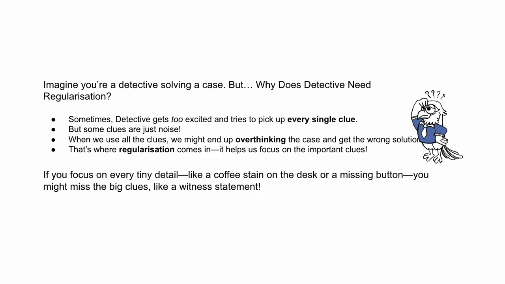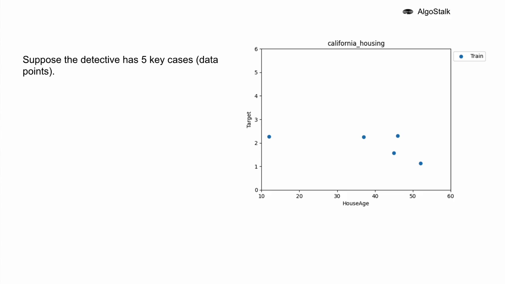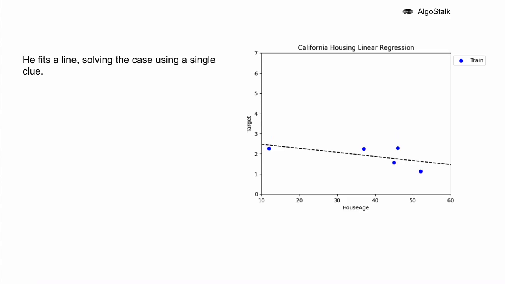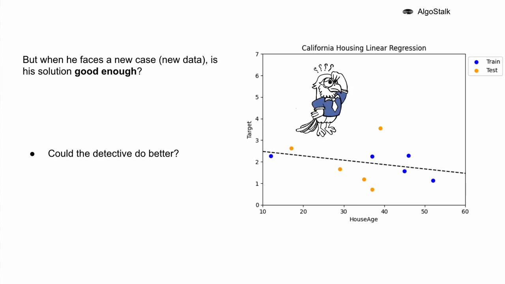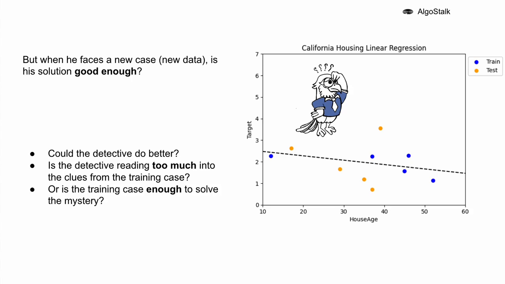If you focus on every tiny detail, like a coffee stain on the desk or a missing button, you might miss the big clues like a witness statement. Suppose the detective has 5 key cases. He fits a line, solving the case using a single clue. But when he faces a new case, is his solution good enough? Could the detective do better? Is the detective reading too much into the clues from the training case? Or is the training case enough to solve the mystery?